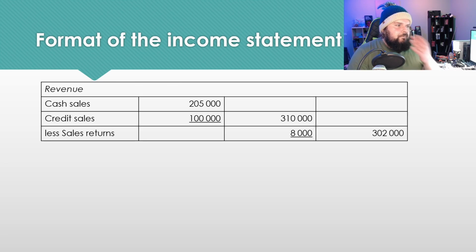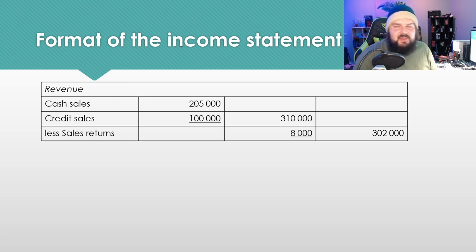So here we have our cash sales and our credit sales, and less any sales returns that we've had. Okay? This is done because we need to show the users of our reports, hey, here's the sales that we've made. This is a good thing. We actually made $310,000 worth of sales. But you have to understand that only $302,000 made it through to the business.